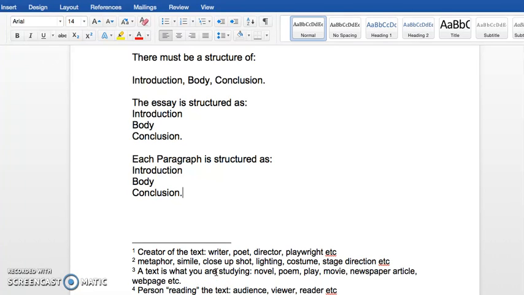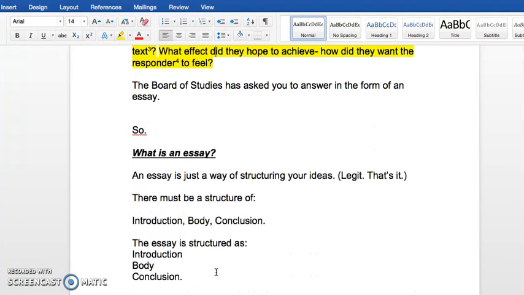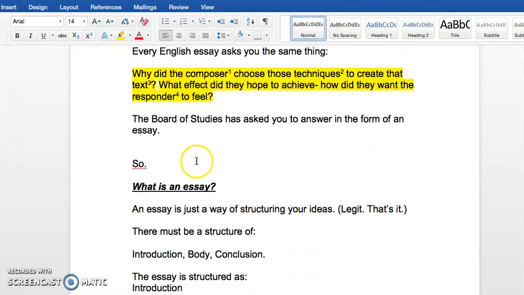So if we go back up again and we try to make sense of that, we're saying, why did the person who created it choose the choices that they did? What did they hope you would feel? So if I'm a director and I have a close-up shot of a little girl crying, why did I choose a close-up shot? What did I want the viewer to feel at that point? That's really all English essays are asking you.